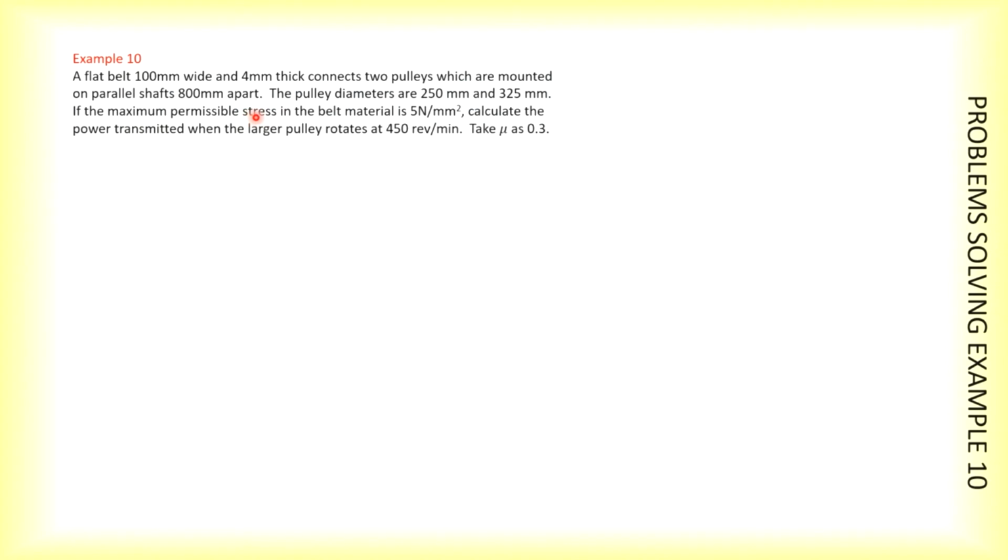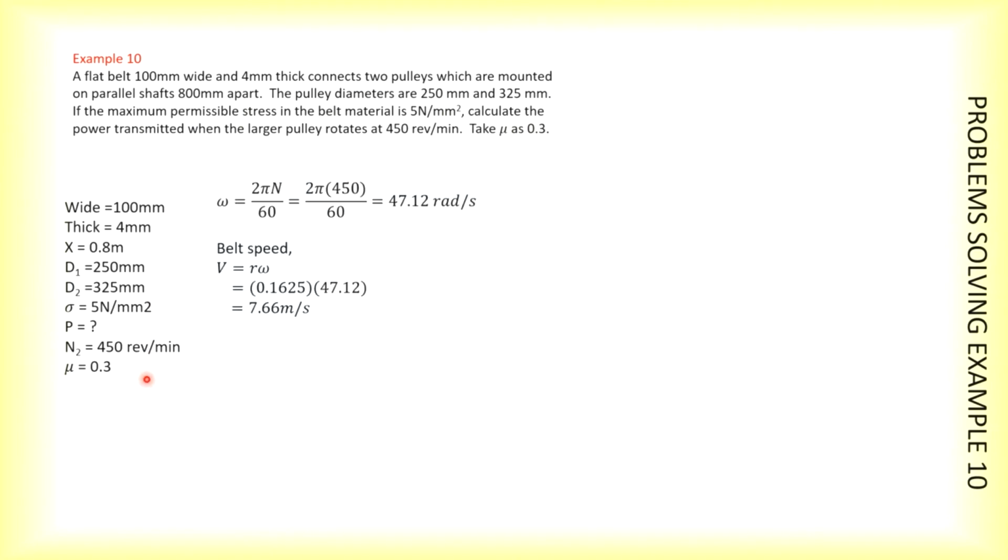Now, if the maximum permissible stress, now this is stress, of 5 Newton per millimeter square, calculate the power transmitted when the larger pulley rotates at 450 RPM, taking coefficient of friction as 0.3. So these are the given data. This is the speed, converting 450 revolutions per minute into radians per second. Then the belt speed, V equals R omega, 7.66 meter per second, which is also lower than 10.